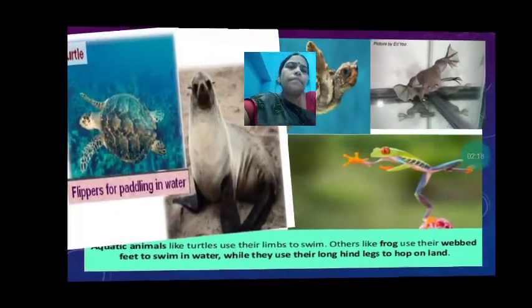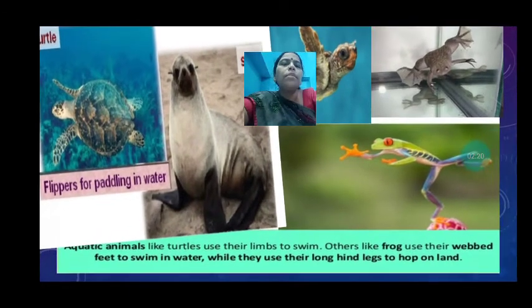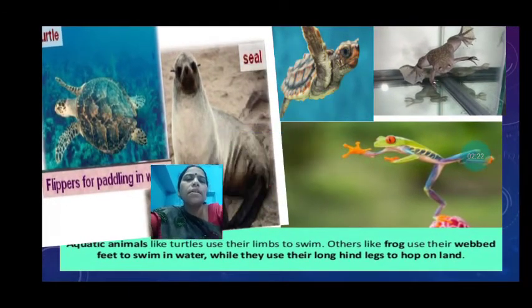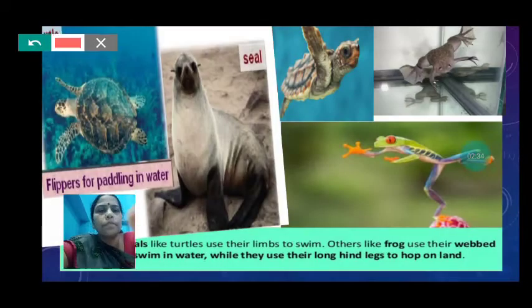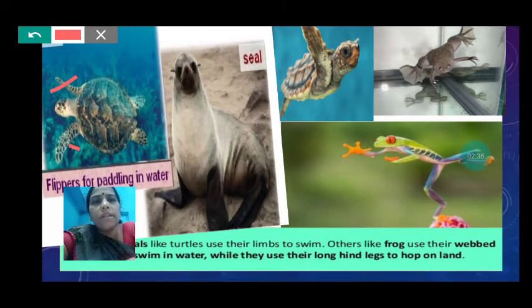Then, animals like turtles use their limbs to swim. What do animals like turtles use their limbs for? They use their limbs so that they can swim. Here, these are the limbs of the turtle, and they have been modified as flippers, which are used for paddling in water and to swim in water.